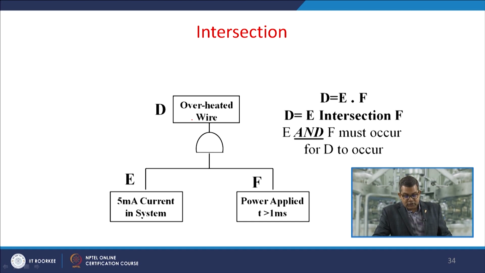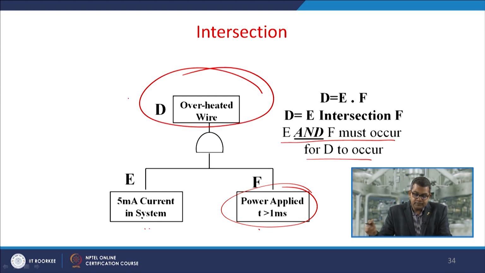Now, whereas in intersection, you are having the 2 systems E and F. These need to occur simultaneously, like this is the 5 milliampere current in the system, and the power applied should be greater than 1 millisecond. So, these 2 need to occur. So, E and F must occur for any kind of this process to happen.